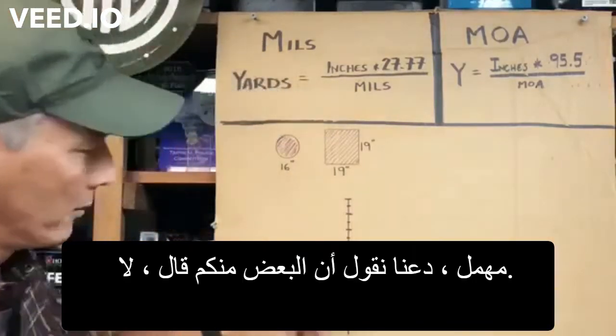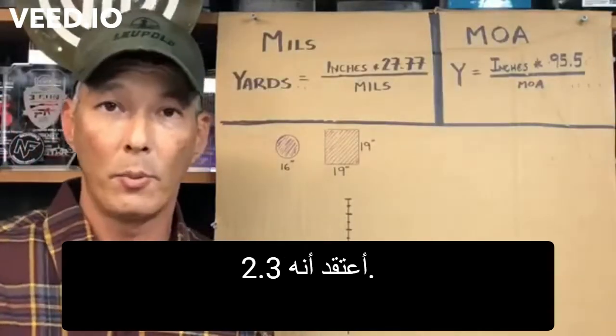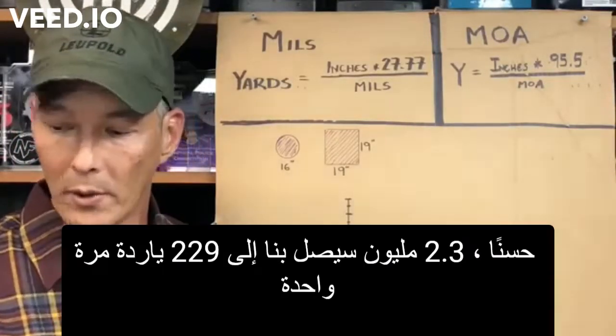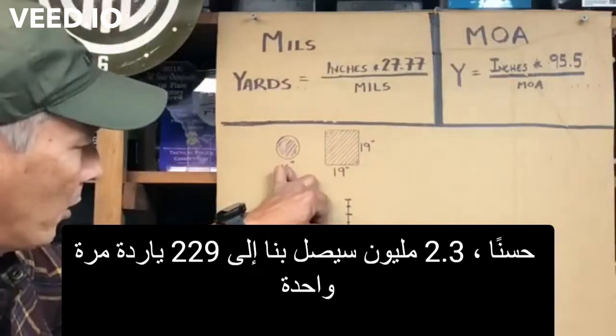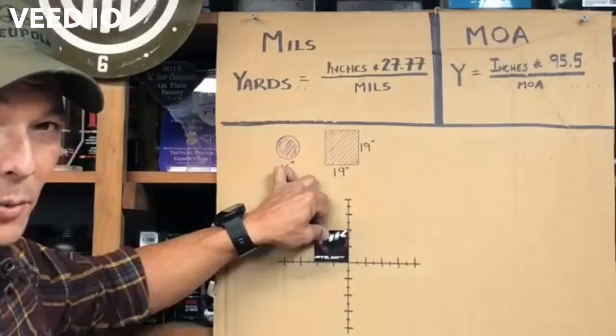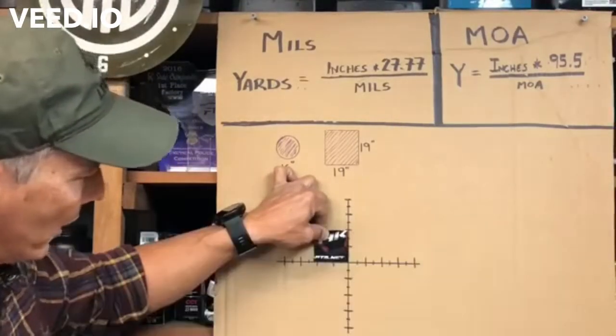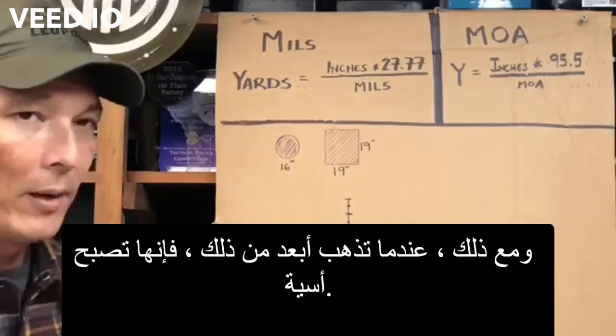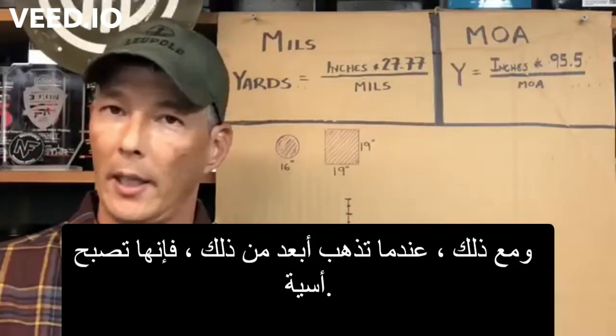Negligible. Let's say some of you said, no, I think it's 2.3. Well, 2.3 mils is going to bring us at 229 yards. Once again, 11 yards, 12 yards difference, somewhere in there, about 11 yards. So it's not that big of a deal. However, when you get out further, it gets exponential.